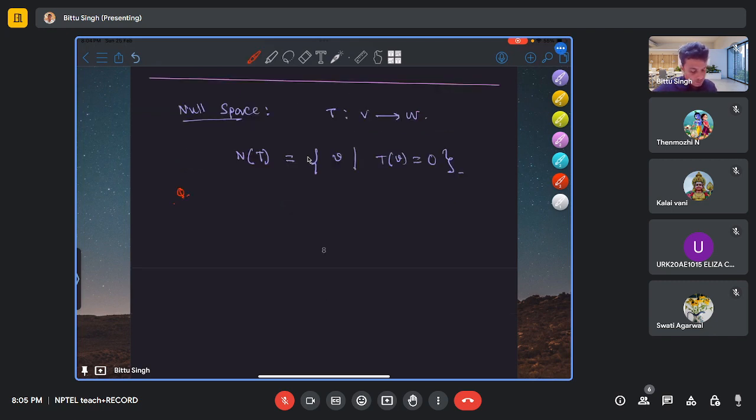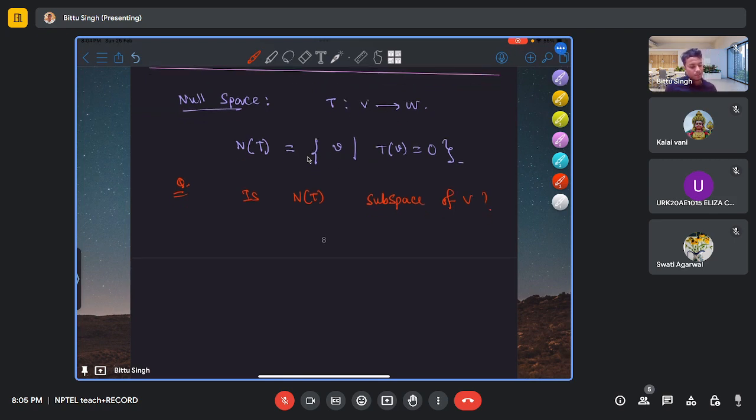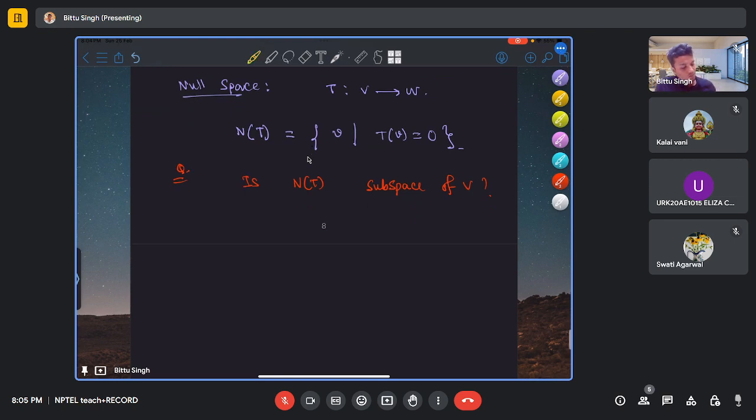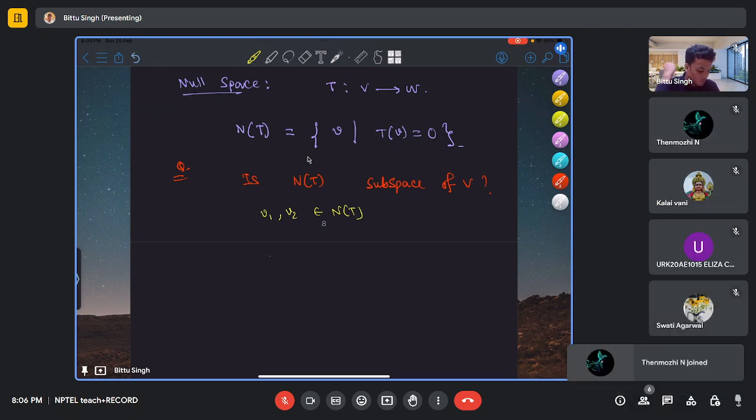So the question is: is the null space of T a subspace of V? What will be your guess? So let us check. What do we need to check? We need to check if the null space is closed under linear combinations. Take any v1, v2 from the null space. Now we need to see whether their linear combination c v1 plus v2 belongs to N or not. This is the thing we need to check.